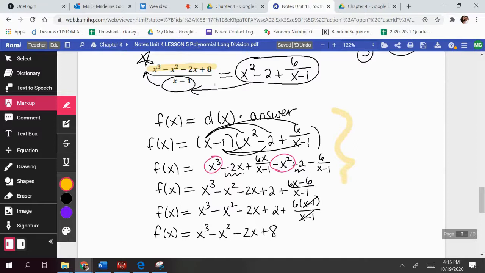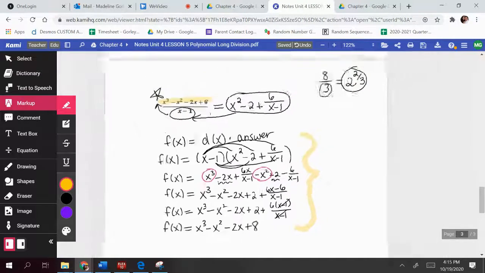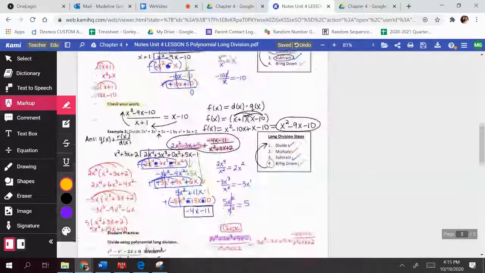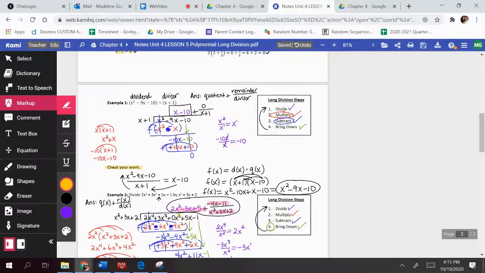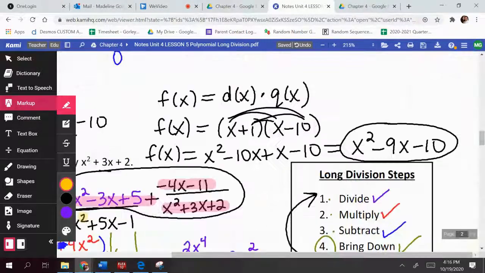Like I said, this is kind of tedious. I normally don't check my answer unless my remainder is 0. And it's something easier to check, like what we saw up here when we did the divisor times the quotient, right? That was a lot easier to check our work.